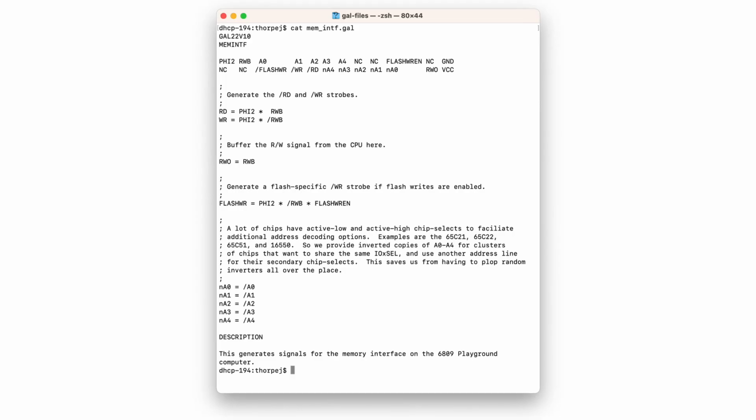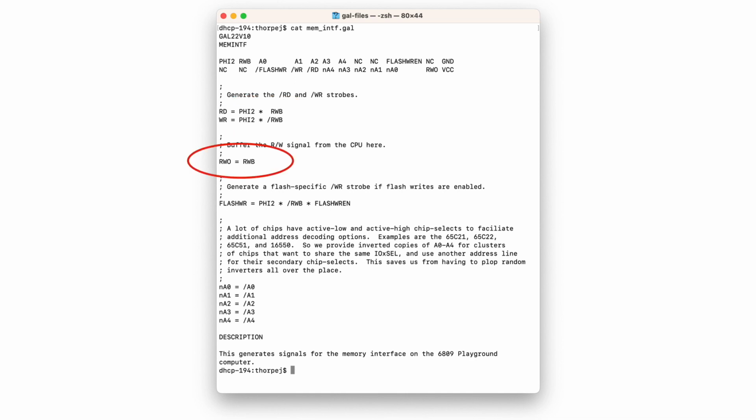So here's what this looks like. Here are the pin names, and note that I'm using 6502 style names for the clock input and read-write signal here, because this module would actually work perfectly well on a 6502 system, so I figured I might as well make it more approachable. Now, these two equations generate the read and write strobes. RD is asserted when the clock output is high and the read-write signal is high, and WR is asserted when the clock is high and the read-write signal is low. Now note these outputs were declared as active low above.